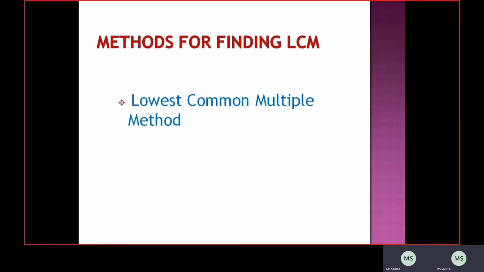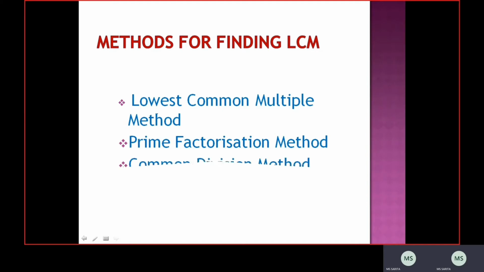First is the lowest common multiple. Second, we have the prime factorization method. And third is the common division method. So here we are discussing the different methods of finding the LCM. Let's start one by one.